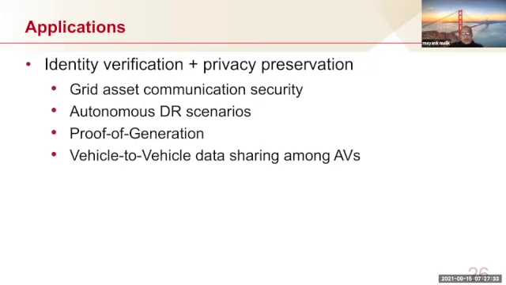Applications of this are wide. We wrote stuff here categorically, but we can go into each of these examples and find further concrete, more granular use cases. But anywhere, since we're focused on the grid, anywhere we need identity verification while preserving the privacy of the device, meaning only one copy of that identity needs to exist on the network.